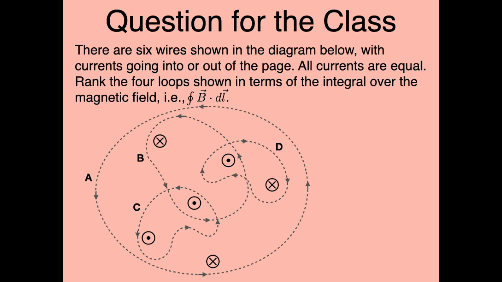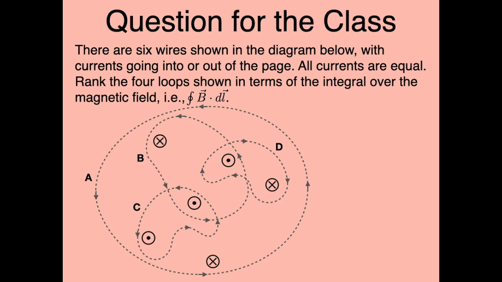Here we have a conceptual example which deals with Ampere's law. If you look at the diagram below, you'll see that there are 6 wires, and the currents in these wires go into or out of the page. Imagine the wires themselves are really long, and they run perpendicular to the plane of the page that you're looking at. Some of them have currents going out of the page, shown as a little circle with a dot in the center. The circle with the X in the center indicates a current going into the page. In terms of the magnitude of these currents, they're all equal.